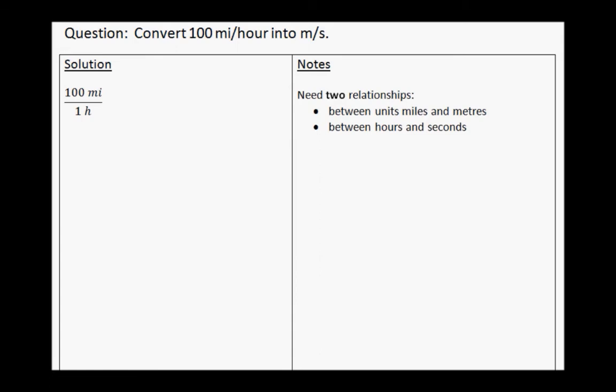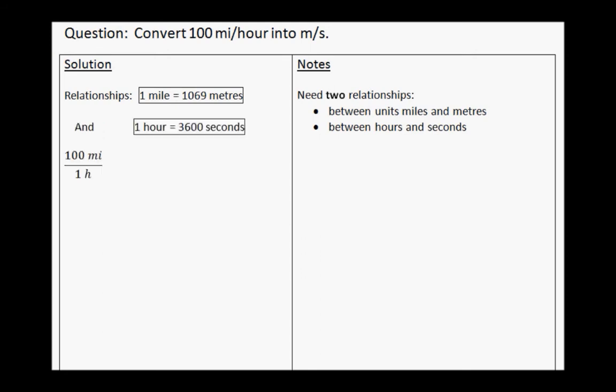So if I look up how many meters are in a mile, it turns out there are 1,069 meters in 1 mile. So I write down 1 mile equals 1,069 meters. Now to figure out how many seconds are in an hour, I'll just remember that 60 seconds in a minute, and there's 60 minutes in an hour, so 60 times 60 makes 3,600 seconds in an hour. So I write 1 hour equals 3,600 seconds, and put a little box around that and the other one, just to remind myself these are bits of information I'm going to need later.